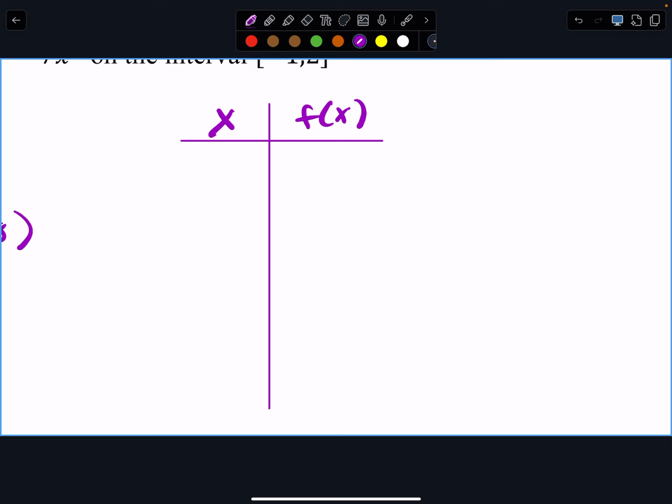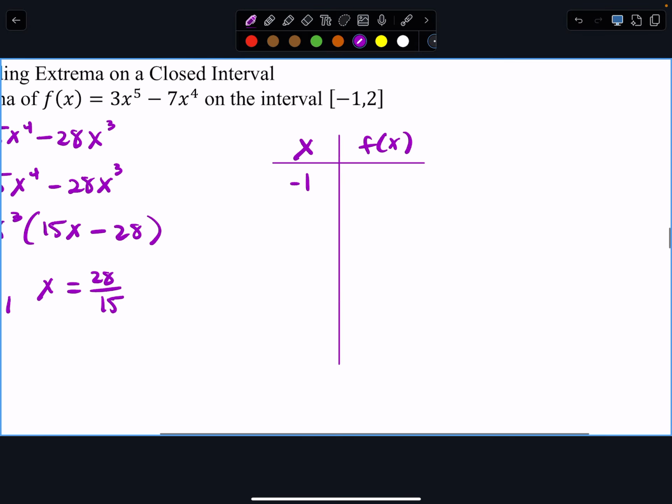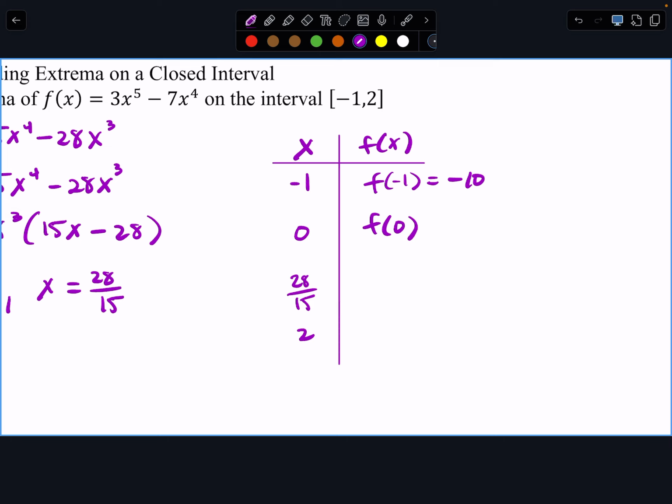Okay, so again, my candidates, I will have -1 and 2. I will also have 0, because 0 is on the interval from -1 to 2. Is 28/15 on the interval from -1 to 2? Yeah. Okay. So f of -1, now it's just plugging in. F of -1 ends up being -3 minus 7, so -10. And I'm plugging into the original function because I want to see what the function values are. F of 0 would be 0.